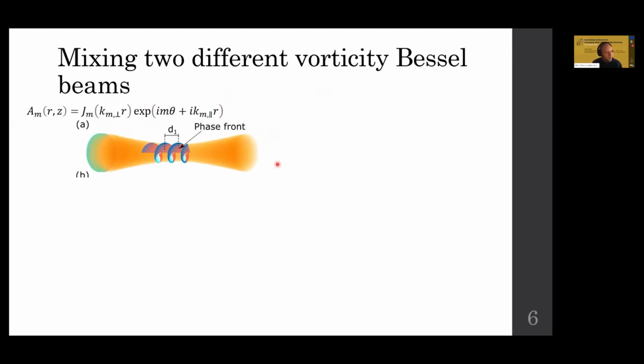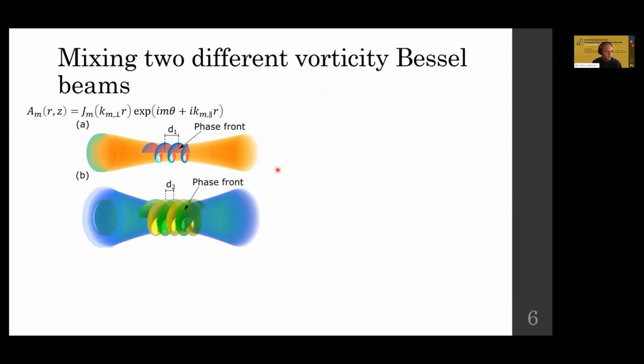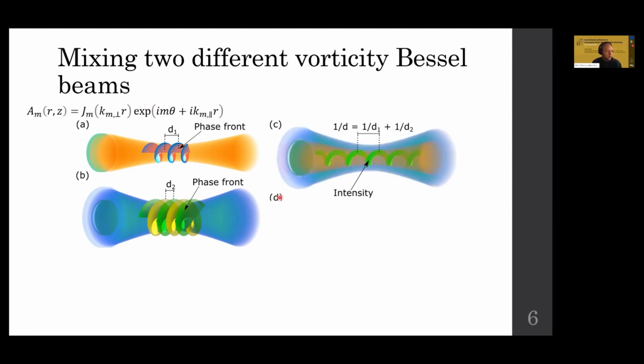So if you have one vortex beam, you have only the phase change. If you have another vortex beam with a different topological charge, you still have a phase change. But if the beams are combined in one single optical path, you can produce that legendary spiral beam, whose spirality, or the period of windings in space, you can control by tuning the phase front windings, D1, D2, of the initial beams.